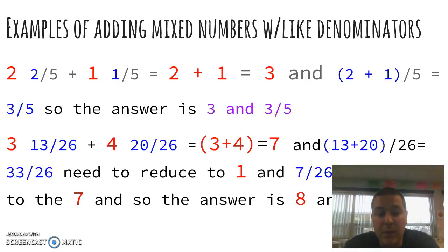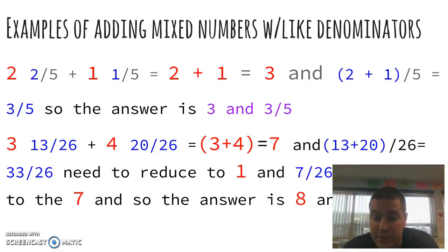Same way with the second one, worry about the mixed number first. You've got 3 plus 4, which is 7. And then you have 13 plus 20 in the numerator, which is going to give you 33 over 26. Now, 33 over 26 is an improper fraction. So you need to take 33 divided by 26, and you're going to get 1, and that's going to leave you with 7 left over. So you have 1 and 7 over 26.